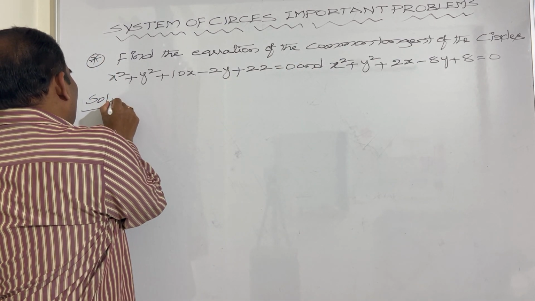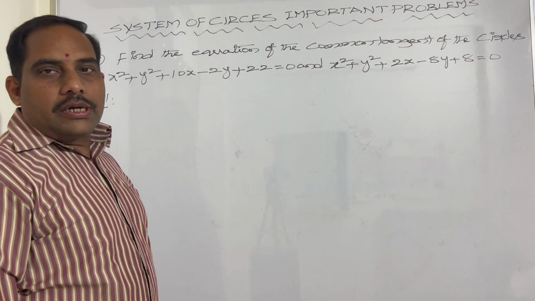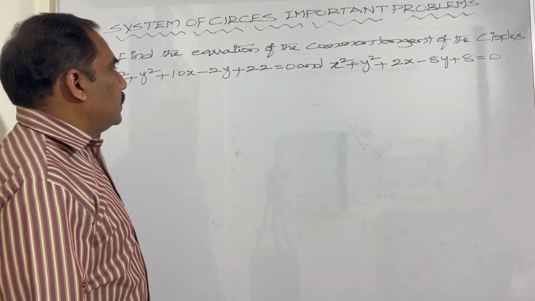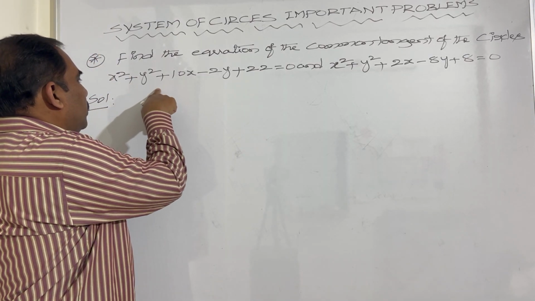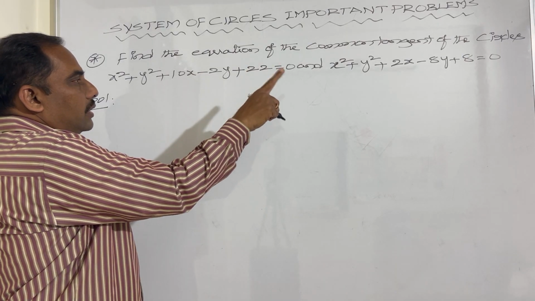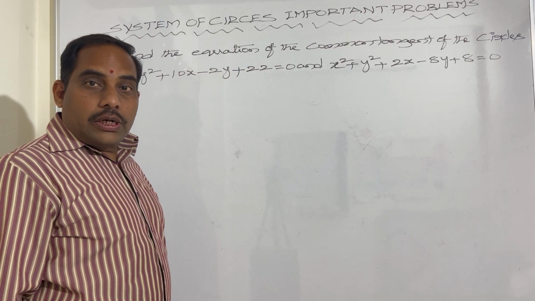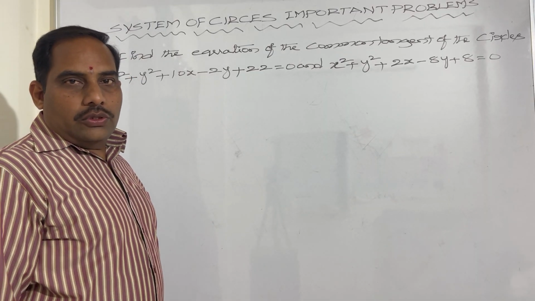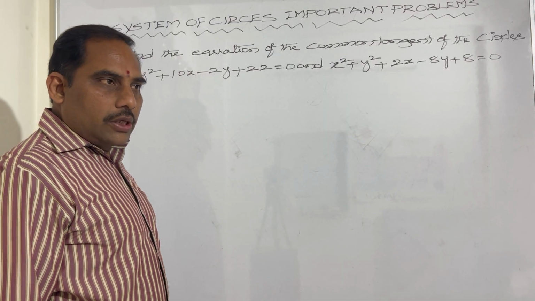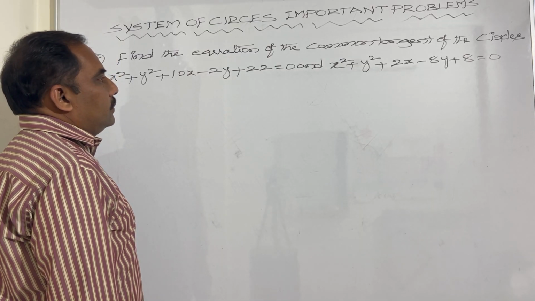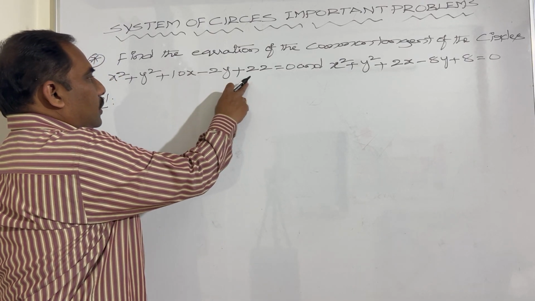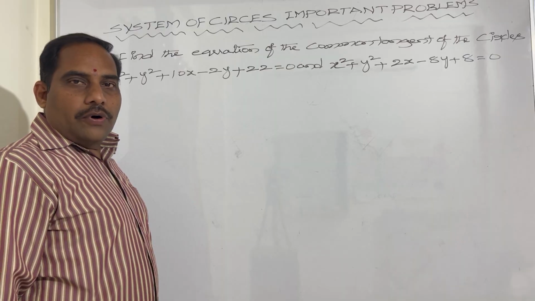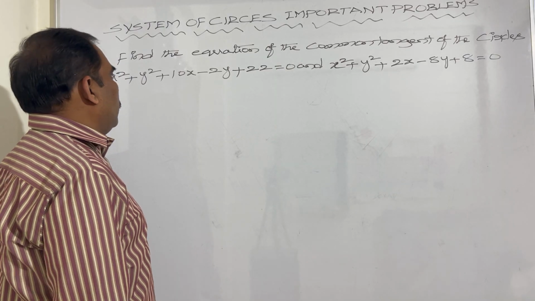When you have to find the common tangent of the given two circles, first you have to observe whether the given two circles are in the form of the general equation of the circle or not. The general equation of the circle is x squared plus y squared plus 2gx plus 2fy plus c equals 0. So these two circles are in the form of the general equation of the circle.